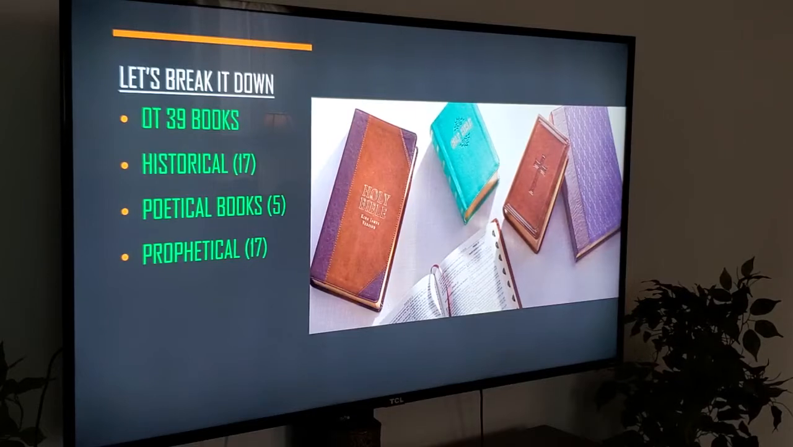And then the last 17 books are prophetical, where you've got the Old Testament prophets, the major and the minor prophets, and they're speaking from God. They're speaking to Israel, and they're warning of things to come and judgment, and trying to encourage the people to do right. So if you know that there's historical books, poetical books, and prophetical books, and you were trying to find, for example, the story of David and Goliath, what section of books would you look in?